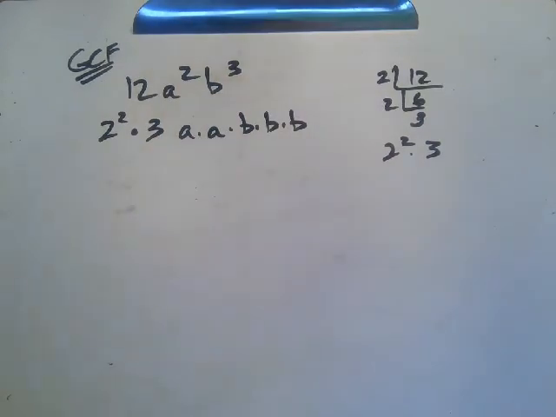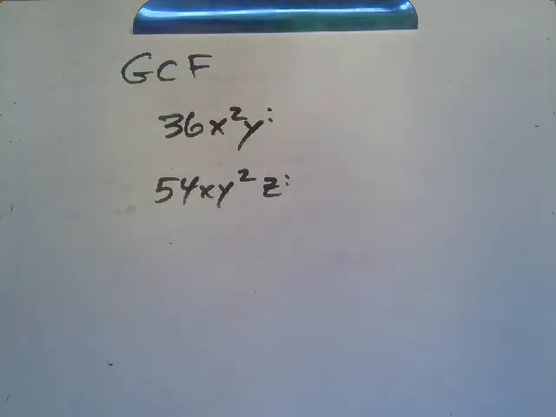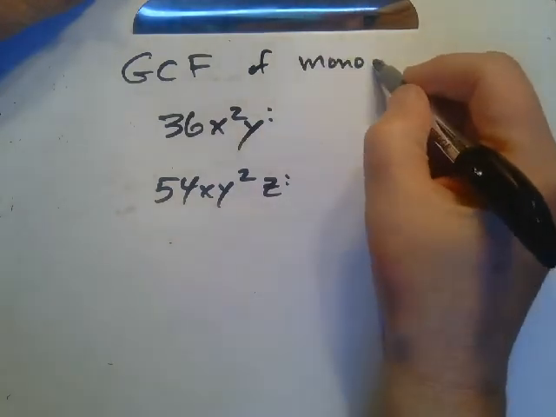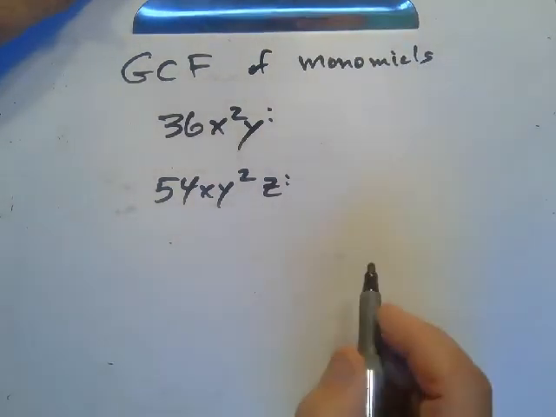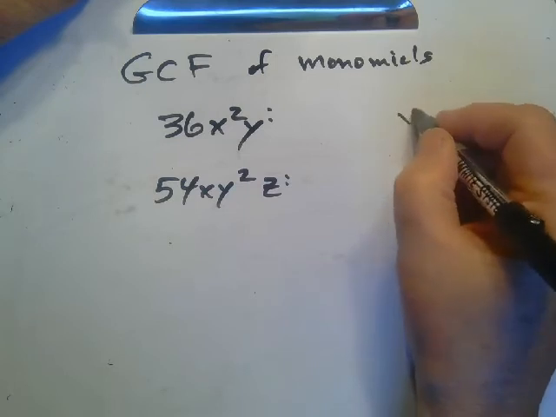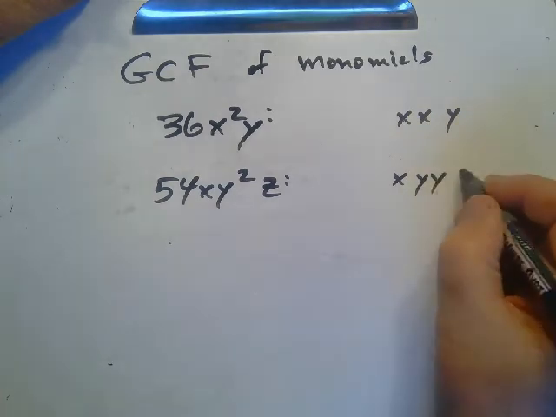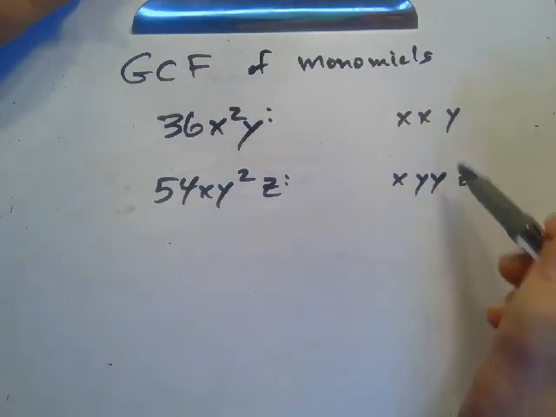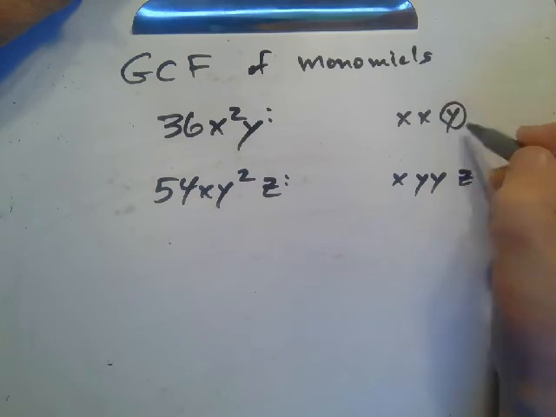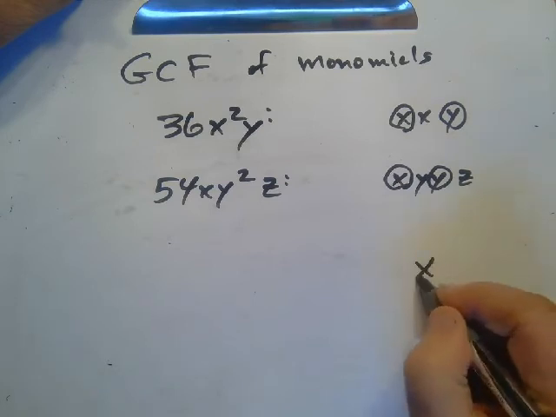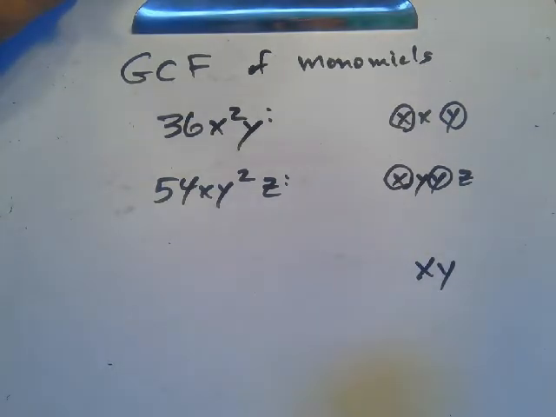All right, let's go to something a little bit more complicated now. We want to find the greatest common factor of 2 monomials. Remember, these are what we call monomials, and you found this in the last chapter. The variables are pretty easy. This is just x times y, and this is x times y times z. So the greatest thing that's in common is a single y and a single x. So xy is going to be part of my greatest common factor.